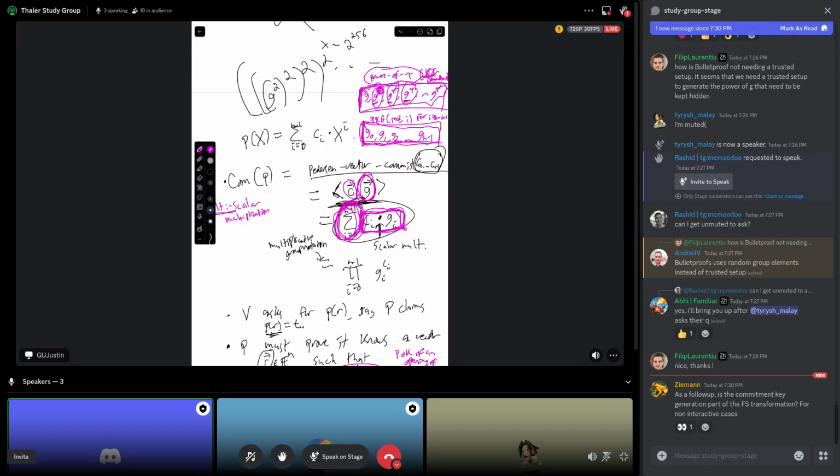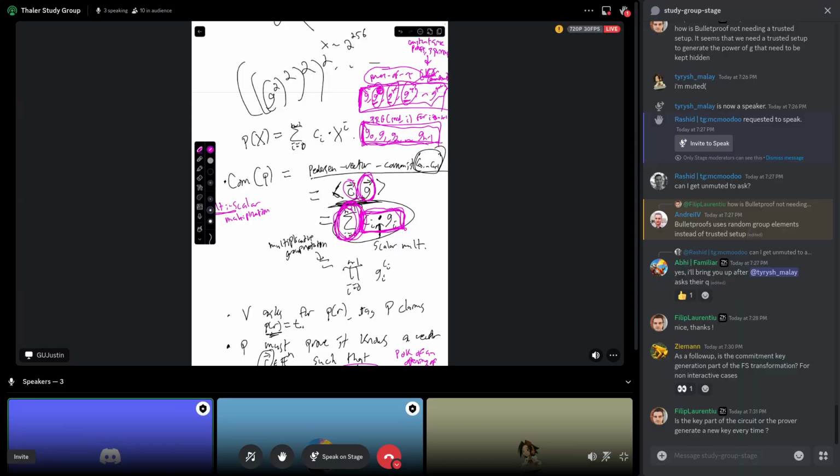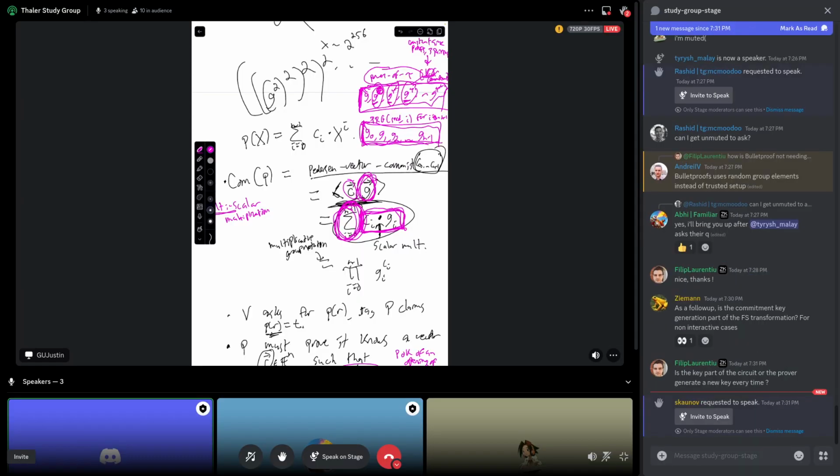Basically, what's the benefit of KZG commitments over Bulletproofs? One is the proofs are constant size, so just one group element rather than log n. And they're also much faster to check. Basically, the verifier does like 2 or 3 pairings to check the proof. So that's the trade-offs. Anyway, there's no trusted setup because the commitment key is just random group elements.